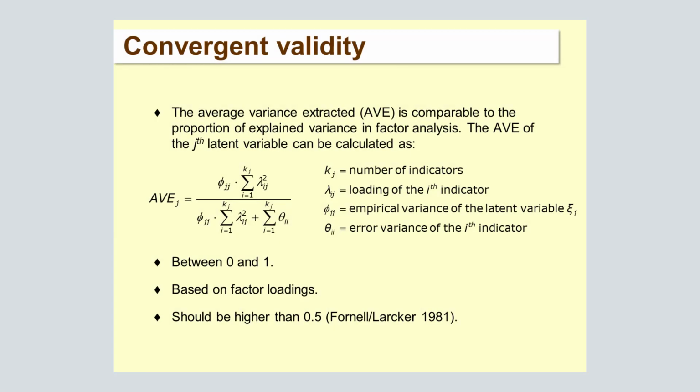Convergent validity can be established by means of the average variance extracted. The average variance extracted is a sort of average indicator reliability. It lies between 0 and 1, and it should be higher than 0.5 according to Fornell and Larcker, 1981.